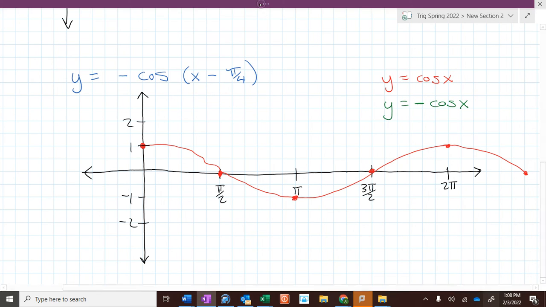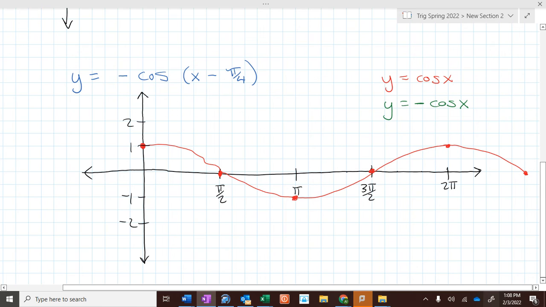All right. So negative cosine of x does what to each number? It reflects around the x-axis. Very good, people. So positive 1 becomes a -1. 0 stays at 0. -1 becomes a positive 1. 0 stays at 0, like that. We good with that?